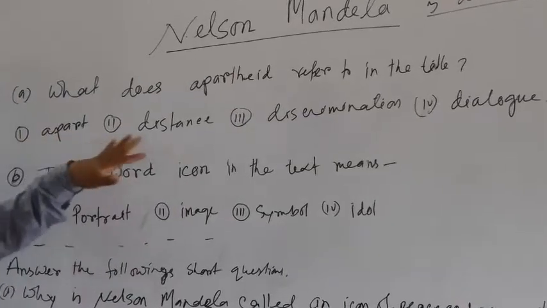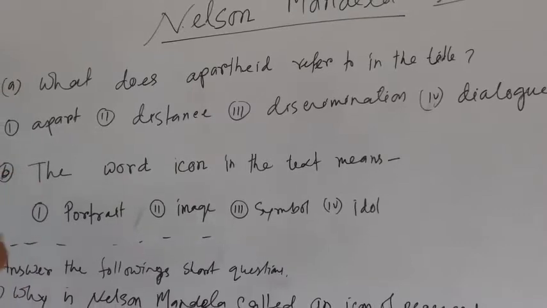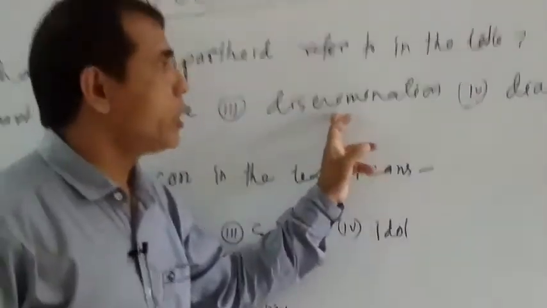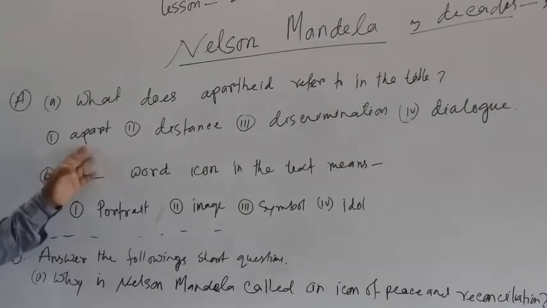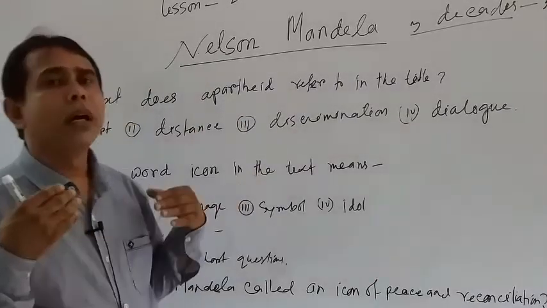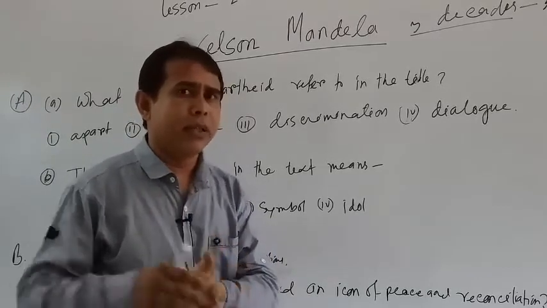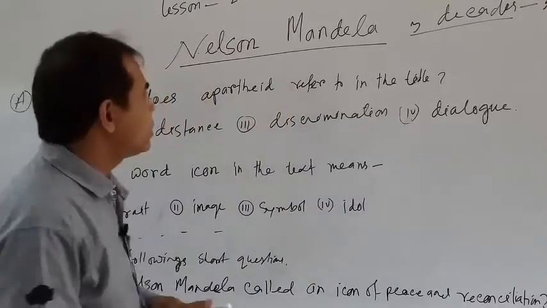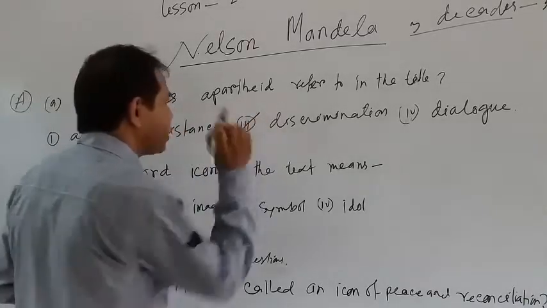There will be several words here as alternative answers. You have to choose the correct answer according to the meaning. Apart, distance, discrimination, dialogue. If we make the Bengali meaning of apart, it means far, distance. Discrimination means disparity, not equal rights, being deprived of something, and dialogue means conversation or speech. So the answer is discrimination, the right answer.